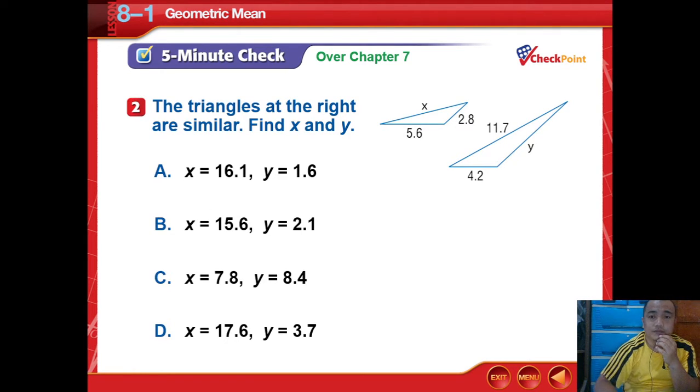The triangles to the right are similar. Find x and y. Use proportion here. x is to 11.7 equals 5.6 is to 4.2. By that you can solve for x. For y, 2.8 is to y equals 5.6 is to 4.2. So you come up with your answer as letter C again. x is 7.8, y is equal to 8.4. Did you get the same answer? I hope so.